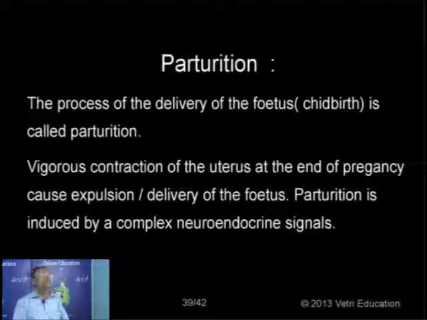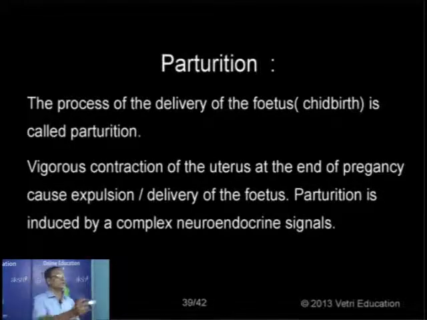How does it happen? Parturition is the result of complex neuroendocrine signals. Both the hormonal and nervous systems take part in the parturition process, the birth of the baby. Not only the nervous system but also the endocrine system: one hormone mainly takes part along with the reflex from the nervous system.